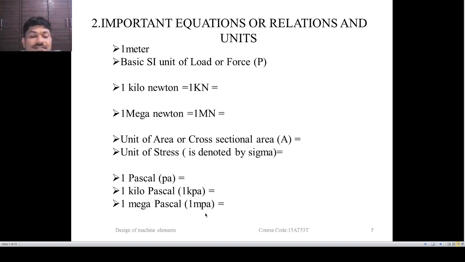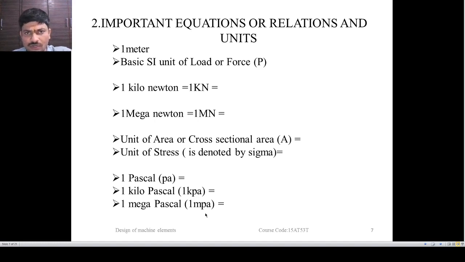Similarly, tensile stress is due to tensile loading, where two forces try to move away from each other on either side. In tensile loading, the cross sectional area goes on decreasing, whereas the length increases. The tensile stress is indicated by sigma t, shear stress by tau, crushing stress by sigma c, and bending stress by sigma subscript b.